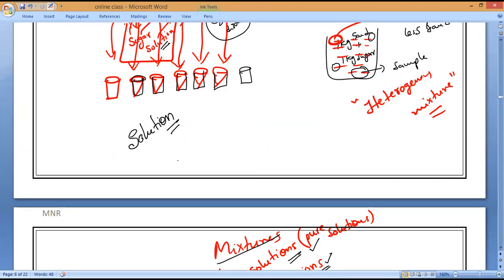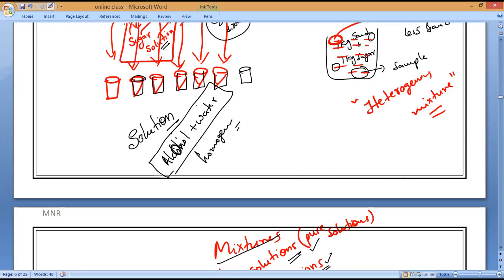For example, alcohol mixed with water: is it homogeneous or heterogeneous? Alcohol mixed with water. Alcohol plus water or soda. Let's respond, guys. It is homogeneous only. Homogeneous. That is what you have to remember.